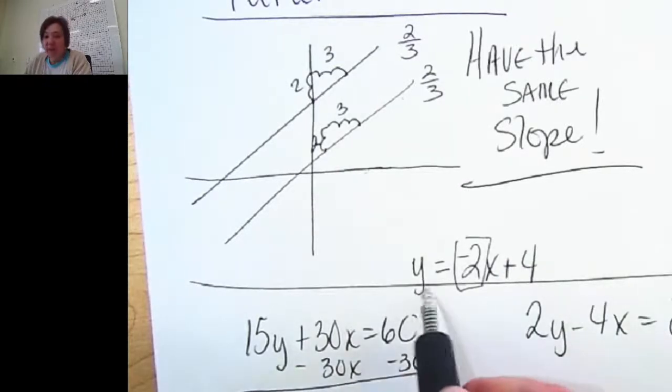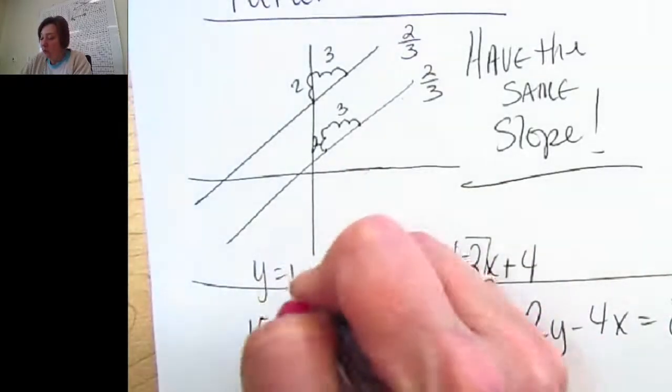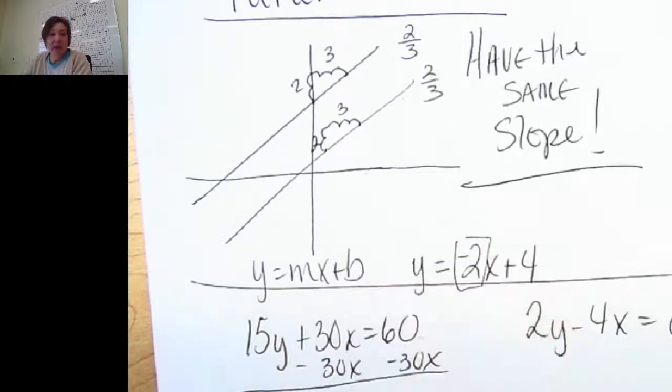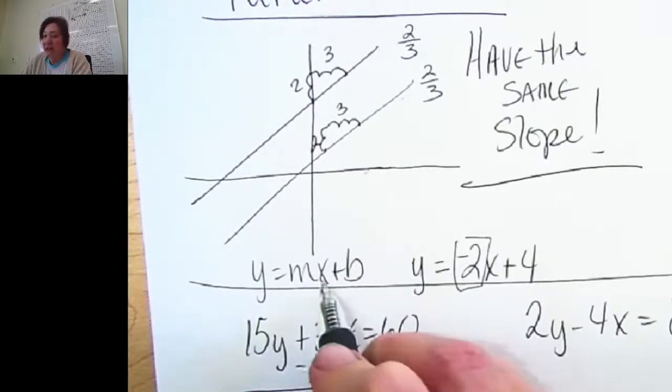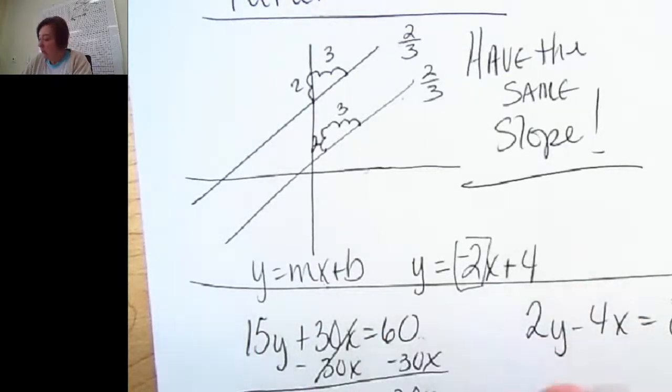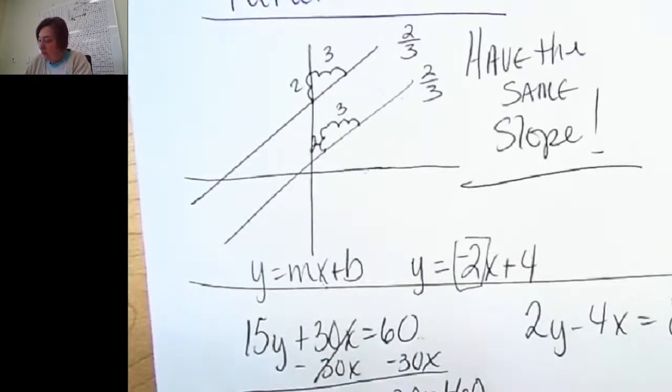Because we want it to look like this. We want it to look like y equals mx plus b, right? So that's going to give me 15y equals negative 30x. I want to put my x first. Negative 30x plus 60. And then I'm going to divide both sides by 15. Right? So that's going to give me y equals negative 2x plus 4. Is that right?